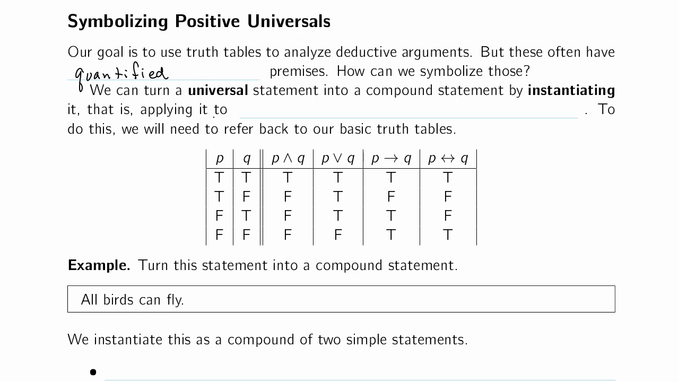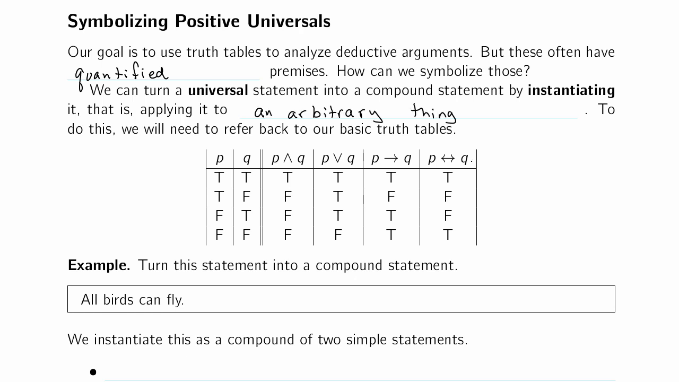Well, there's a game that we can play where we take a universal statement. This will only work for universal statements. We take a universal statement and apply it to some arbitrary thing to make a compound statement. That's called instantiating. So if we want to turn a universal statement into a compound that we can symbolize, we start by instantiating it. We apply it to an arbitrary thing.